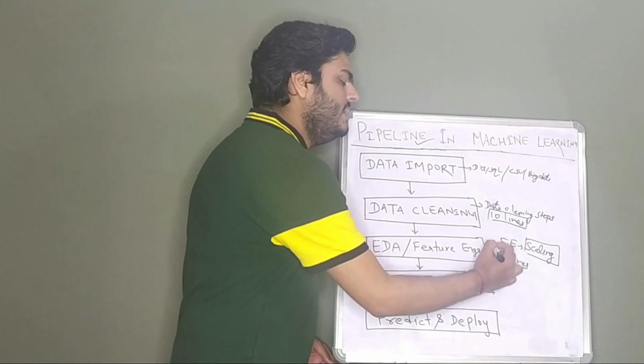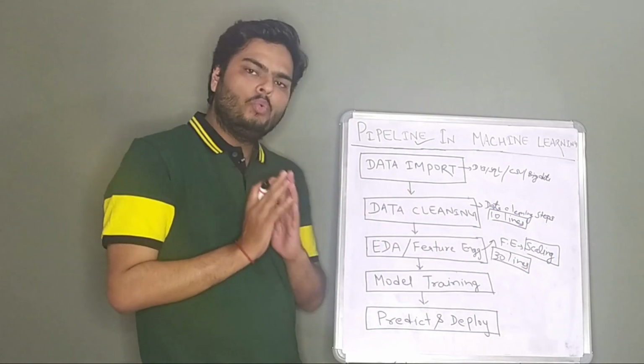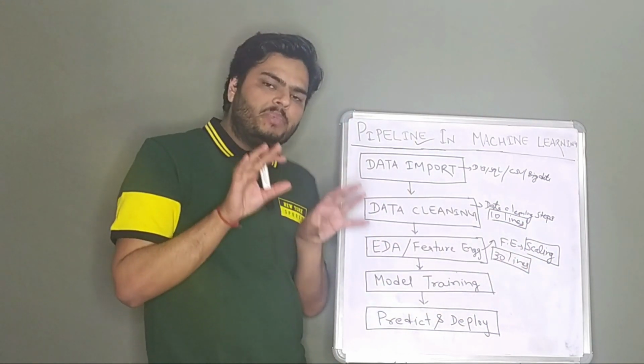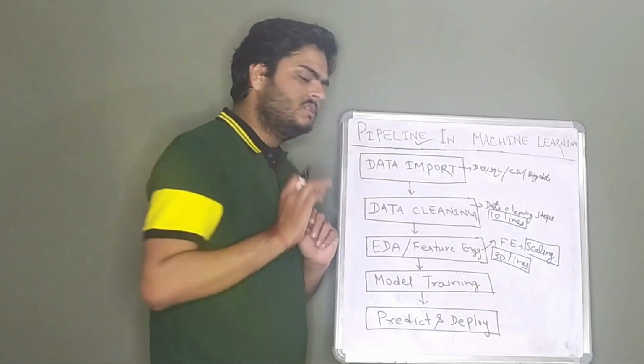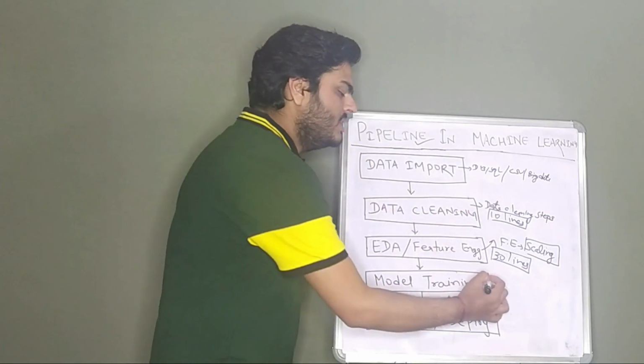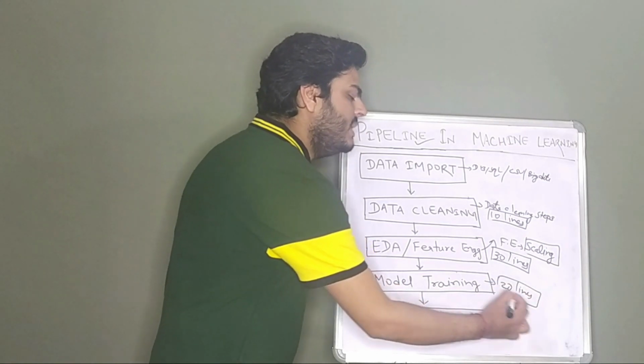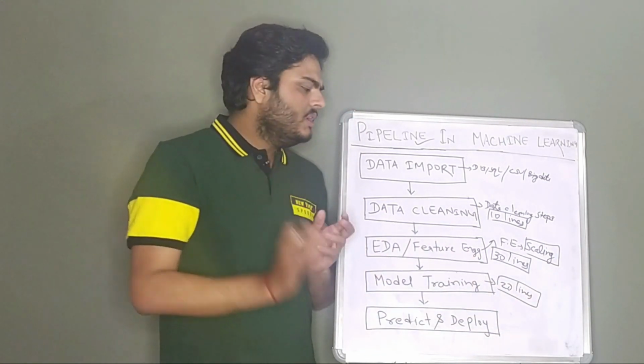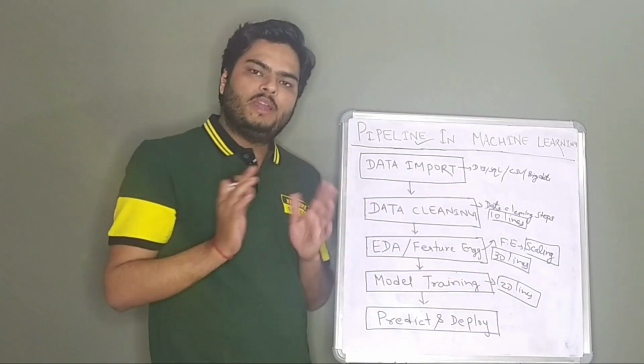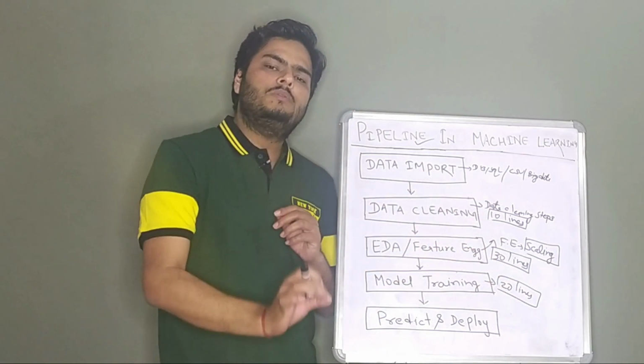So what pipeline will do is, why don't we create separate functions for these 30 lines, these 10 lines, and model training, which is about another 20 lines? So pipeline is about keeping all these things separate in one file, so one file or one function.